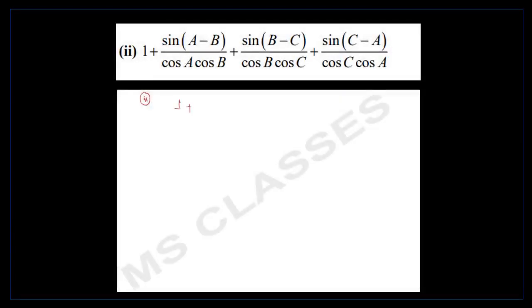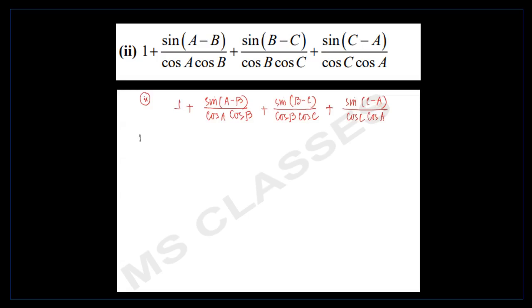Next: 1 plus sin(a − b) by cos a cos b, plus sin(b − c) by cos b cos c, plus sin(c − a) divided by cos c cos a. That is also a formula based sum. This sin(a − b) formula we know, sin(b − c) formula we know, sin(c − a) formula we know. So you can just substitute it here.